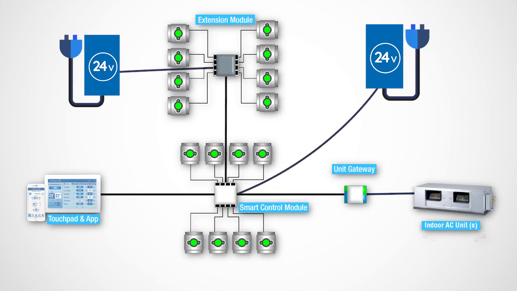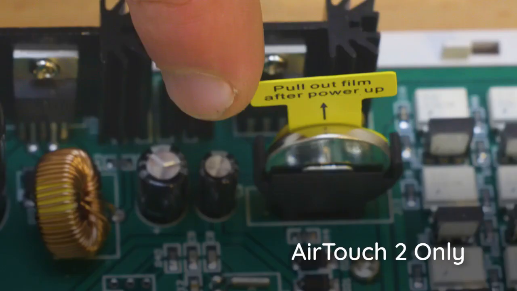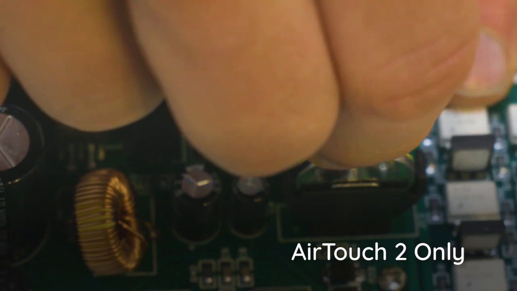A supplied 24 volt transformer is used to supply power to the AirTouch system through the smart control module and subsequent extension modules. The touchscreen draws its power from the smart control module via the communications cable, so there is no need to install additional wiring. Do not remove the isolation tab until after power up.